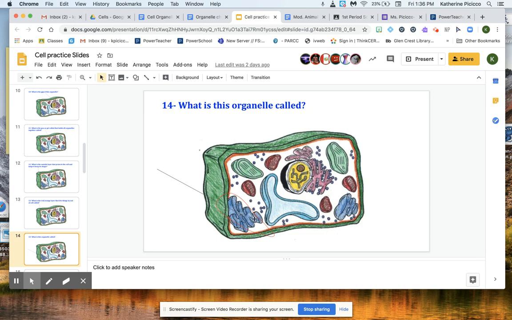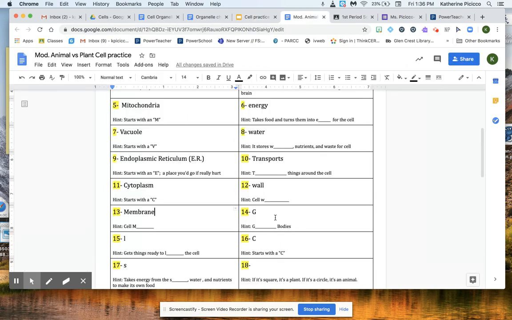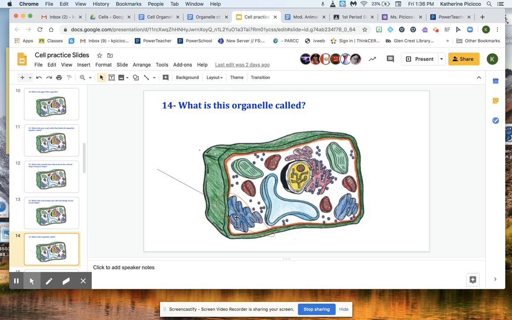It has a really funky name. It's called the Golgi bodies. So we're going to type that in. So Golgi bodies. Okay, and basically the Golgi bodies is in the right position because it's close to the edge of the cell, right?